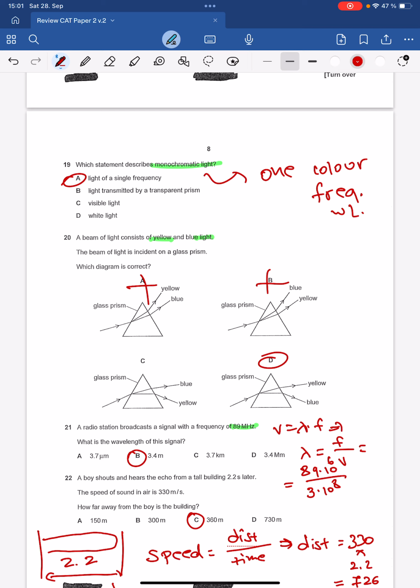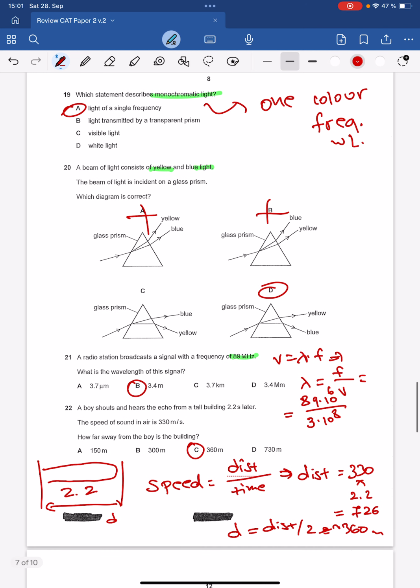So C and D are the only options, and the difference between C and D is just the order of blue and yellow. So yellow is on top and blue is at the bottom, and that's something that, again, we need to know from theory, the colors of the spectrum. Okay, so D was the answer.